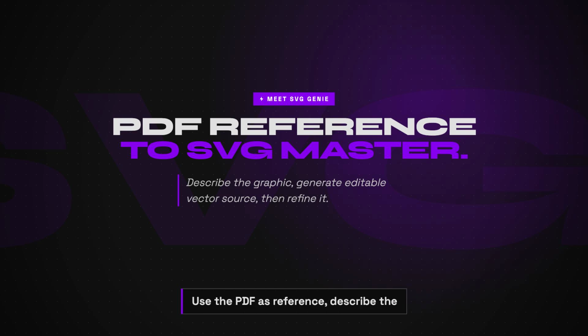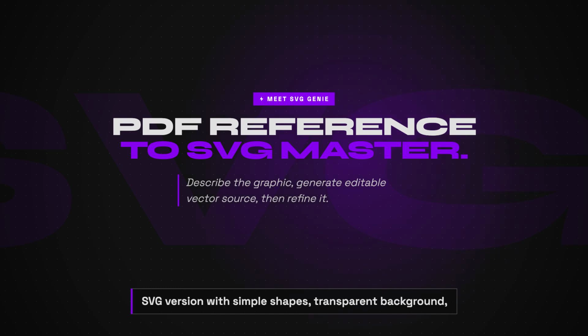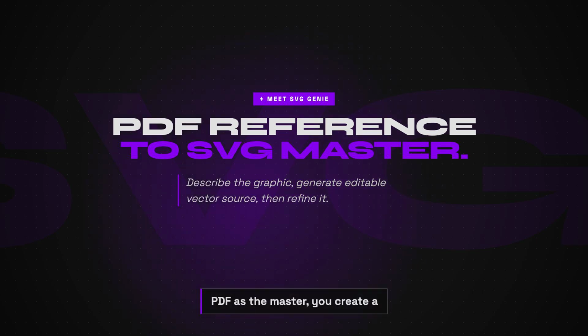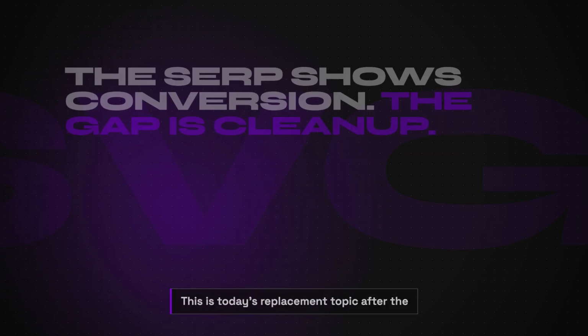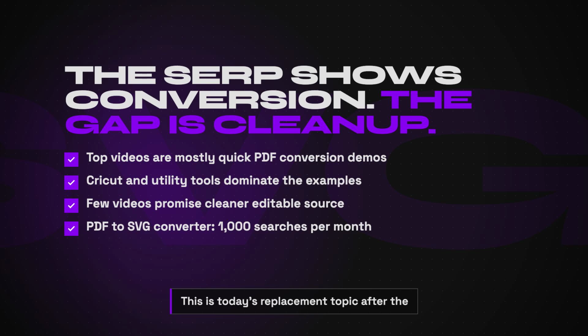Use the PDF as reference, describe the graphic you need, and generate an editable SVG version with simple shapes, transparent background, and clean source. Instead of treating the PDF as the master, you create a new SVG master you can actually control. This is today's replacement topic after the queue was exhausted.